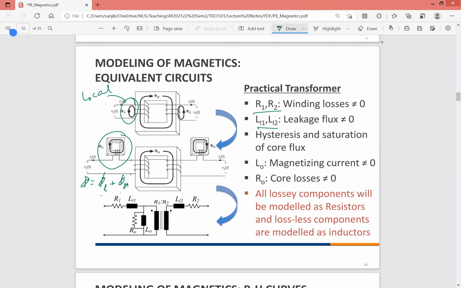Now, this was the ideal one. Now we have to add all the things we neglected. If we add all the other ones, they will all appear around it, and this will be the model for the overall practical transformer. Those who did the other module, I think T3506, would have seen this.